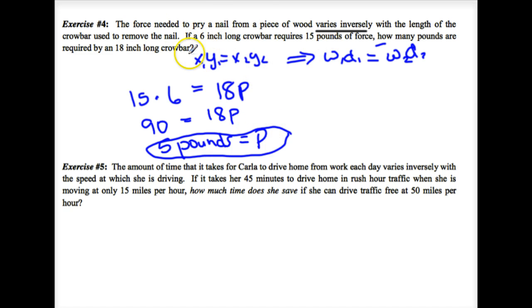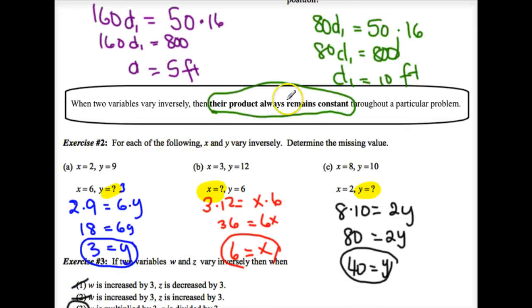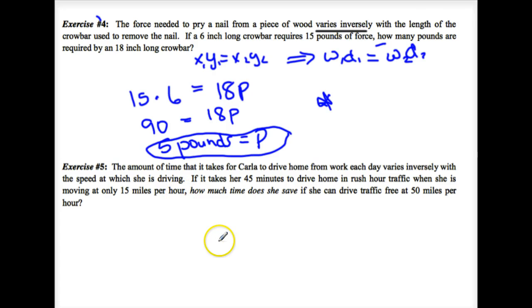And again, you have to remember the formula. Remember in the previous page, we said that when two variables vary inversely, their product remains constant, meaning it does not change, it's the same.